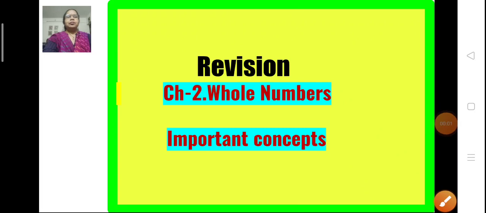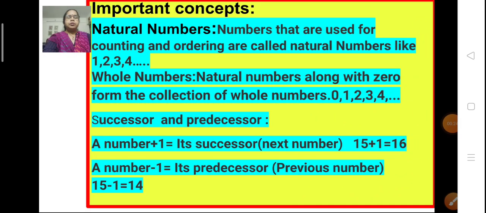Hello students, Sairam. In the previous session you had a thorough revision of chapter 1 and many questions also you revised. In today's session we are going to revise some more important concepts and many important questions from chapter 2, that is whole numbers. Let us first revise some of the important concepts from this chapter.